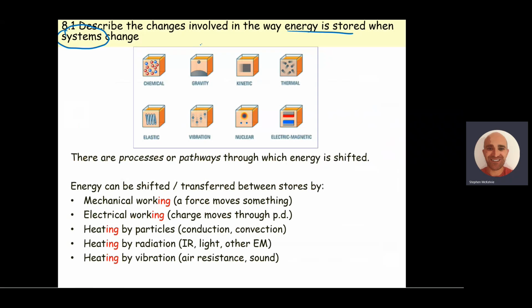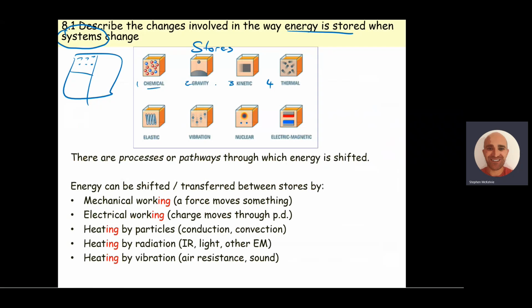These are the stores of energy. The most common ones are chemical, gravity, kinetic, and thermal. You should remember these from Key Stage 3, and it'll be in your knowledge organizer as well. If this is your knowledge organizer, at the top left-hand corner, it should be written up here somewhere. Always refer to that if I'm asking questions.